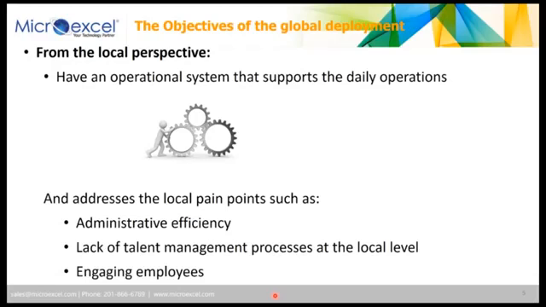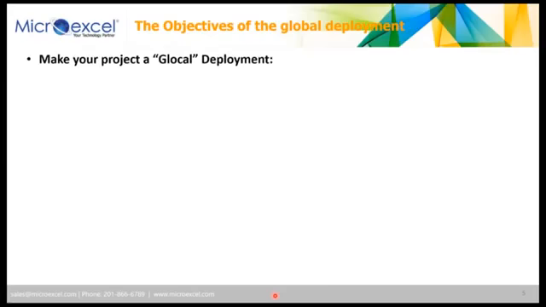These systems should also address the local pain points. Some areas will have administrative efficiency to address, some others will have a lack of talent management processes at the local level, and they're waiting for the corporate to share with them that knowledge and share with them the processes. And it's also about engaging employees. All our employees across the organization should be treated the same way through standardized processes and standardized systems, basically.